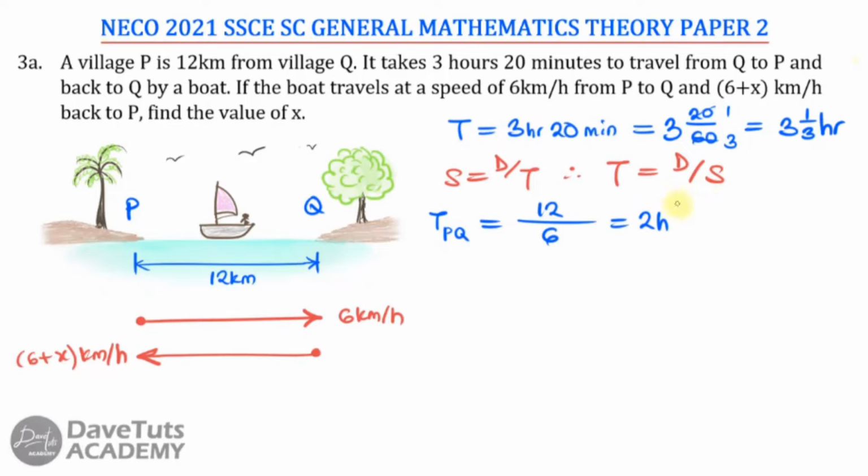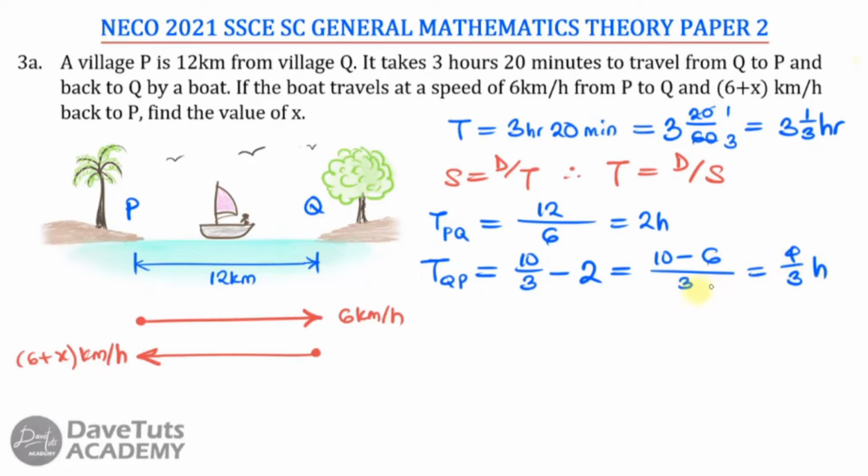If that is 2 hours, from Q back to P will be the total time, which is 3 whole number 1 over 3, or I can say it's 3 times 3, 9. 9 plus 1 is 10. 10 over 3 minus 2. So what I'm saying is that the journey from Q back to P will be the total time, which is 3 whole number 1 over 3 hours minus the time taken from P to Q, which is 2 hours. So if you want to solve this, you can find the LCM. This is 3, 10 minus 3 times 2 is 6, so we have this as 6, so that it will be 4 over 3 hours.